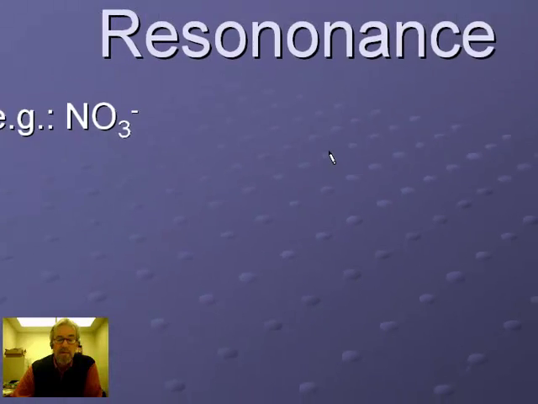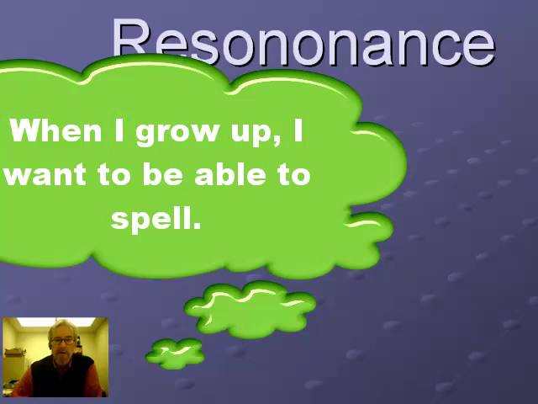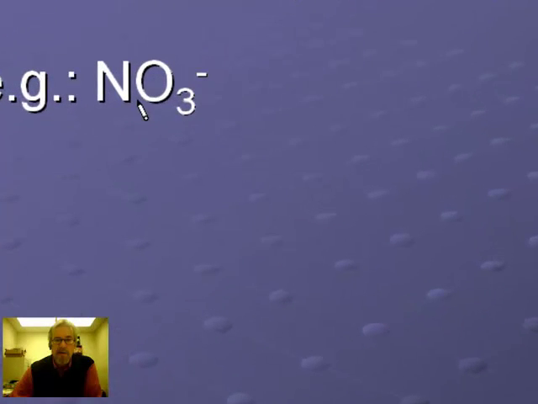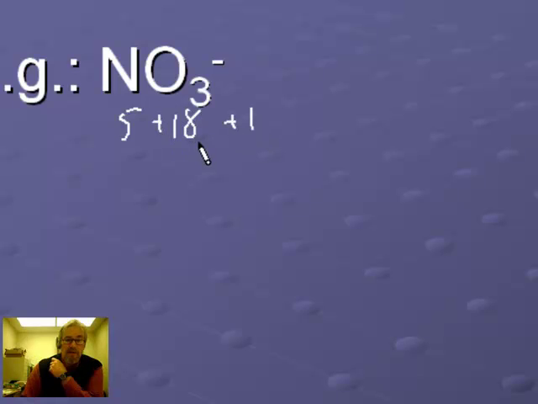There's another phenomenon that happens when you draw Lewis structures that gives us some insight into how molecules actually behave. And we can see this with this polyatomic ion, NO3 1-. The concept is called resonance. I can draw this Lewis structure by first of all counting up my electrons. I have 5 plus 18 plus another 1 for the negative charge, and this gives me 24 electrons total.